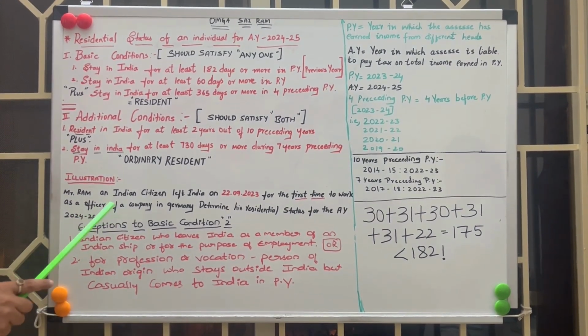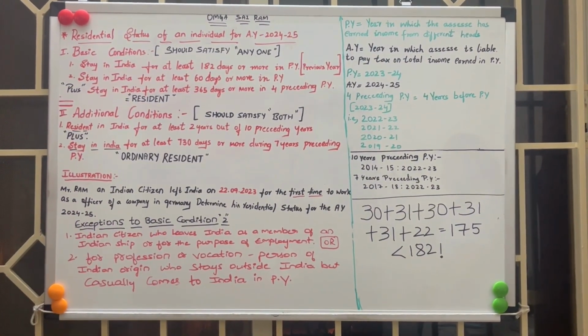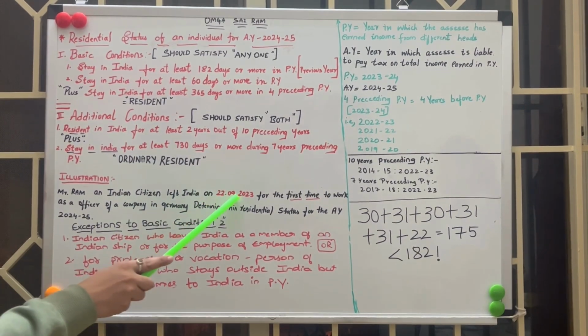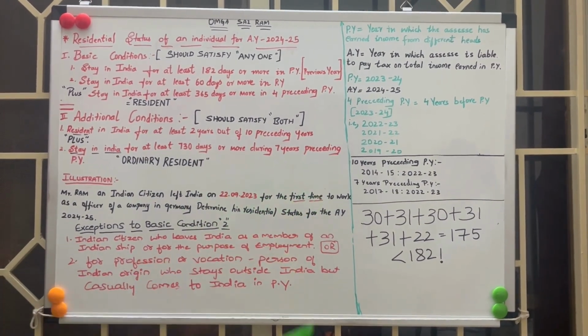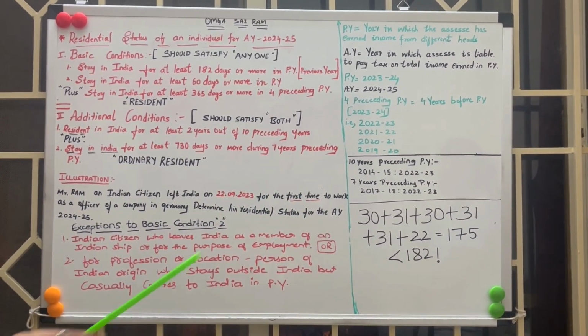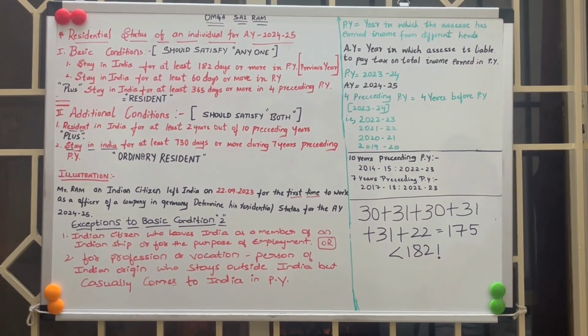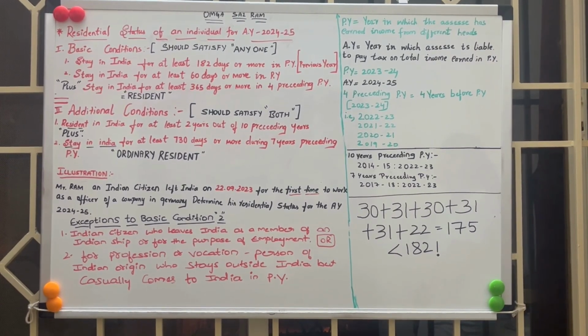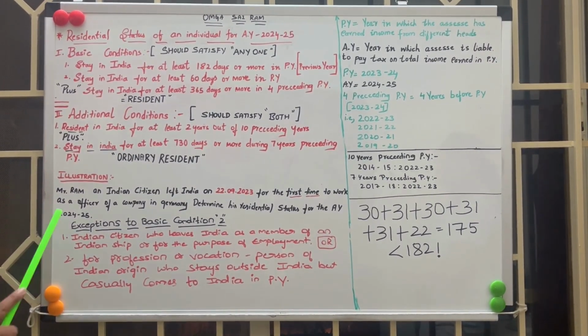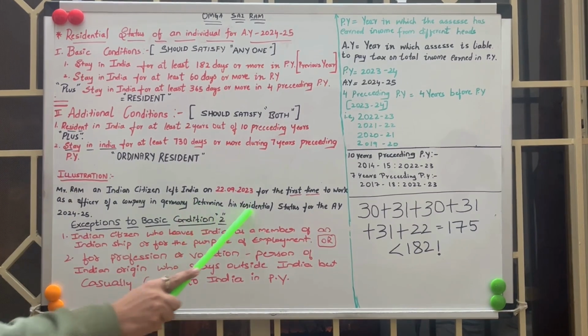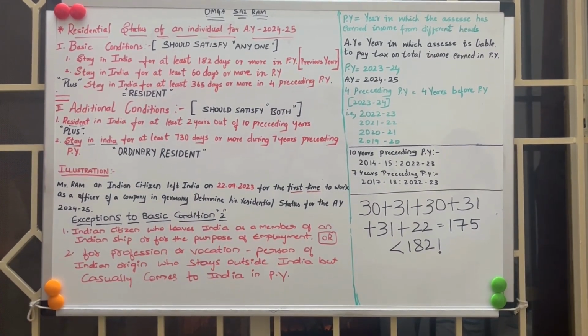Mr. Ram, an Indian citizen, left India on 22nd September 2023 for the first time. Focus on the words first time. That means he was in India for the whole of his life before 22nd September, to work as an officer of a company in Germany. Determine his residential status for the assessment year 2024-25.